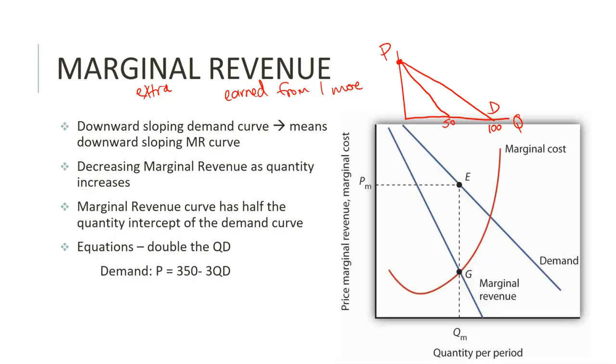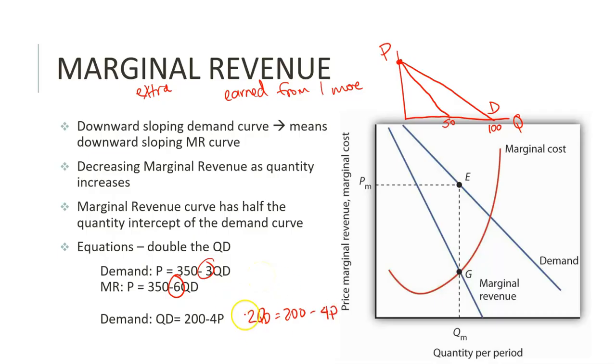So if our demand is price is equal to 350 minus 3 quantity demanded, then our marginal revenue curve would be price is equal to 350 minus 6 quantity demanded. Okay, so we just doubled that. If it's on the other side, so demand is QD equals 200 minus 4P, for our marginal revenue, we would say 2QD is equal to 200 minus 4P. So we're going to double the Q side.